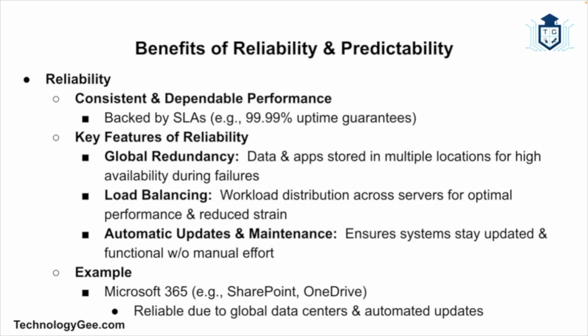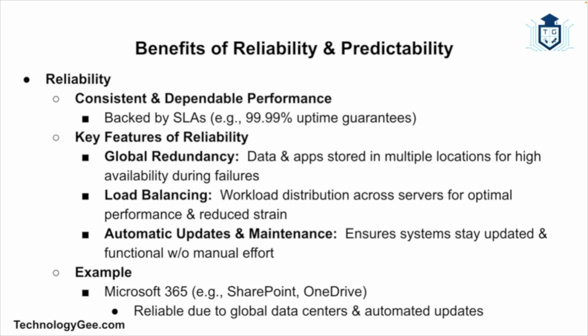And cloud services achieve this through global redundancy, where data and applications are stored in multiple locations to ensure availability during unexpected failures. They also use load balancing, so workloads are distributed across servers to maintain performance and reduce strain on individual resources. And they take advantage of automatic updates and maintenance, so cloud providers regularly update systems to ensure reliability without requiring manual intervention.